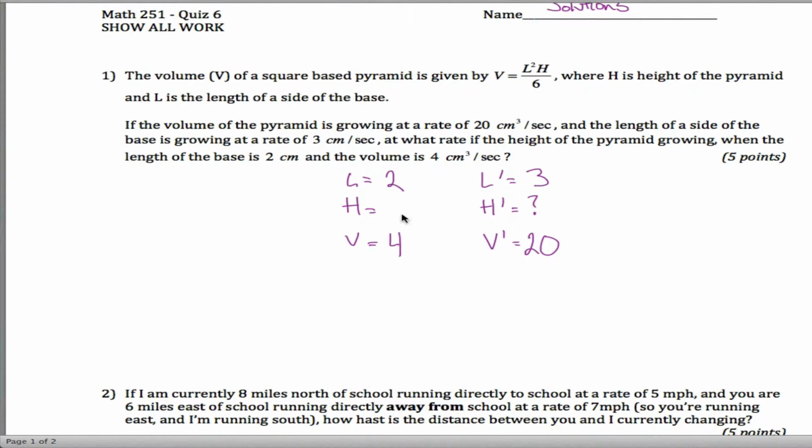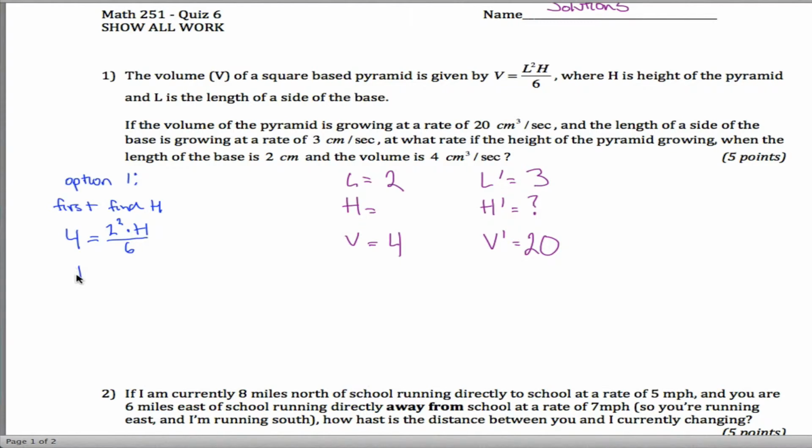Conspicuously absent is H. They don't give me H. So I have a couple options. I'm going to label them as option 1 and option 2. Option 1. Let's first find H. How can you figure out H? Well, I have this formula that relates together V, L, and H, and I have L and V. So I know that V, which is 4, is equal to L squared, which is 2 squared, times H divided by 6.